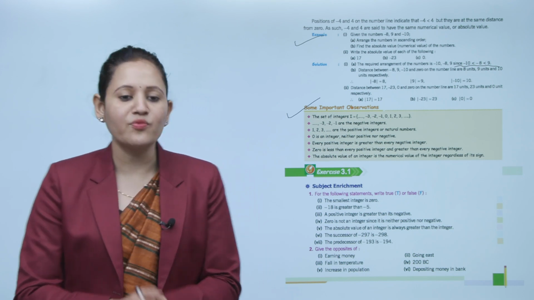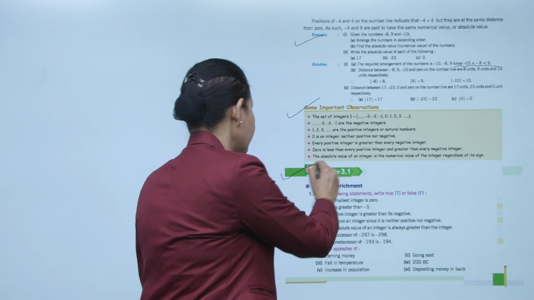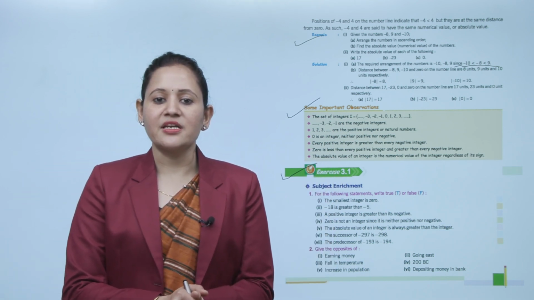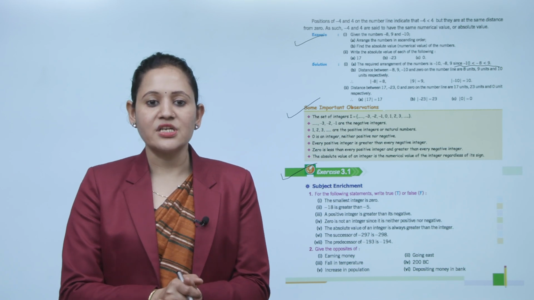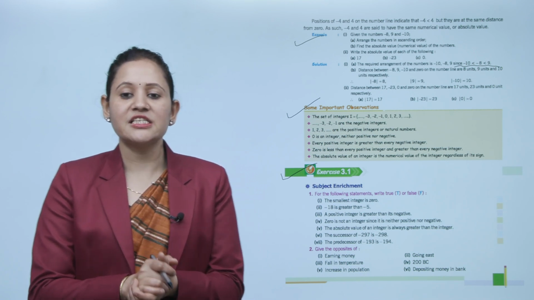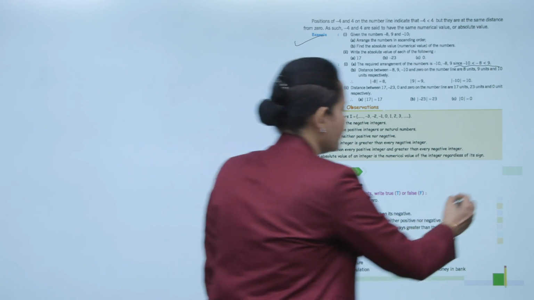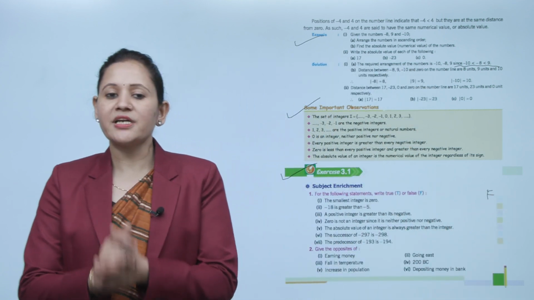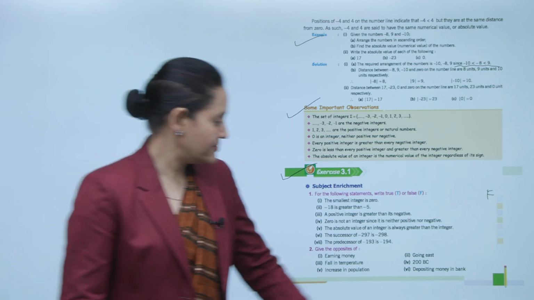Next is Exercise 3.1. Subject enrichment. For the following statement, write T for true and F for false. The smallest integer is 0, that is false. So, practice all the questions of this exercise.